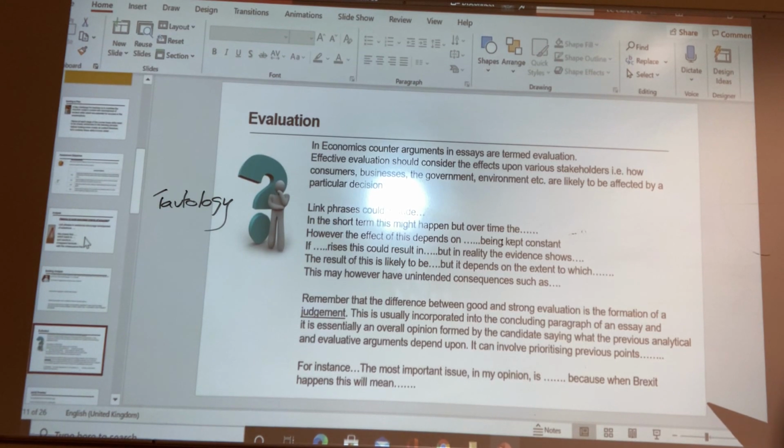So you might say something like, in reality, evidence shows that the Bank of England keeps a very keen eye on unemployment, and it wouldn't be in their interests to generate unemployment. Yes, Isaac? Yeah?